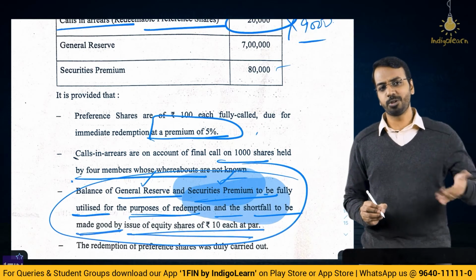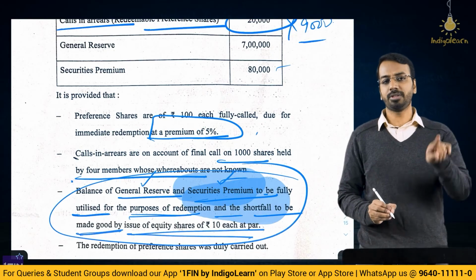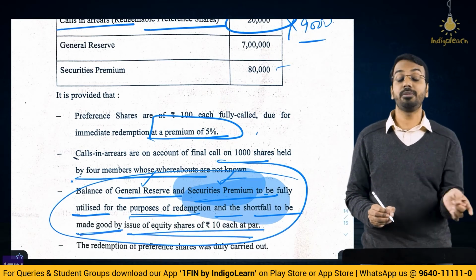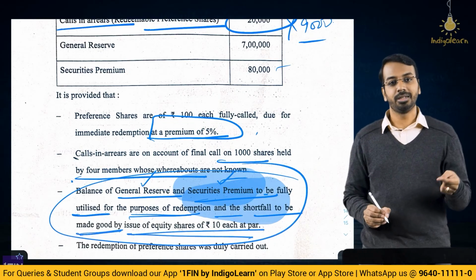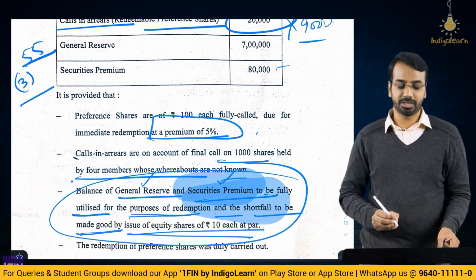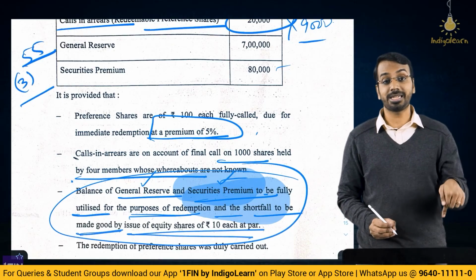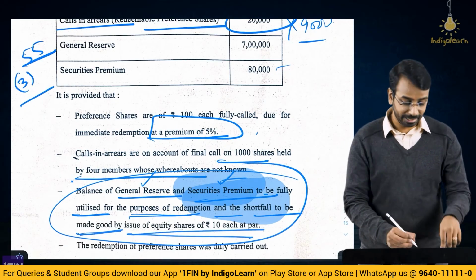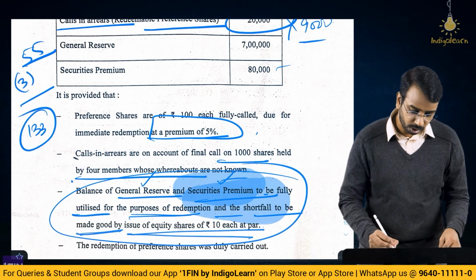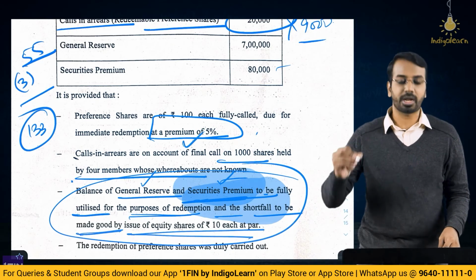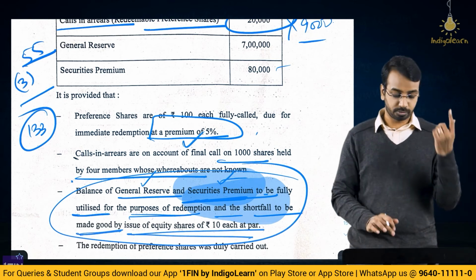Now if you look at the uses of securities premium, one of the line items is that you can use it for premium on redemption of preference shares and debentures. You can use it for that. But then Section 55 puts a restriction that if the financial statements of the company are complying with accounting standards under Section 133, then you cannot use the securities premium to write off this premium of 5%. So then what should we follow?